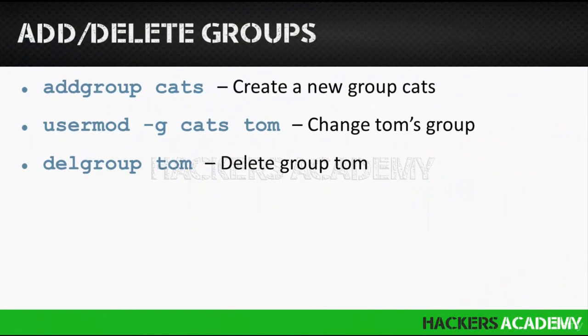Now I'd like you to try these commands to add and delete groups. Try to create a new group called cats using the addgroup cats command. And if you've deleted Tom's user, recreate it and change Tom's group to cats. So when you create Tom, it will automatically by default belong to a group called Tom. Remember? What I'd like you to do is change the group that Tom belongs to the group that you just created, the cats group. And you can do that using the usermod -g cats Tom.